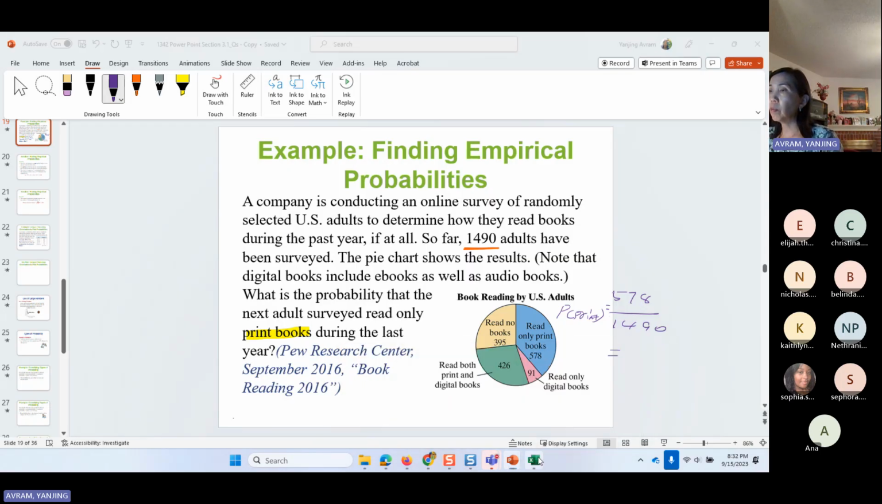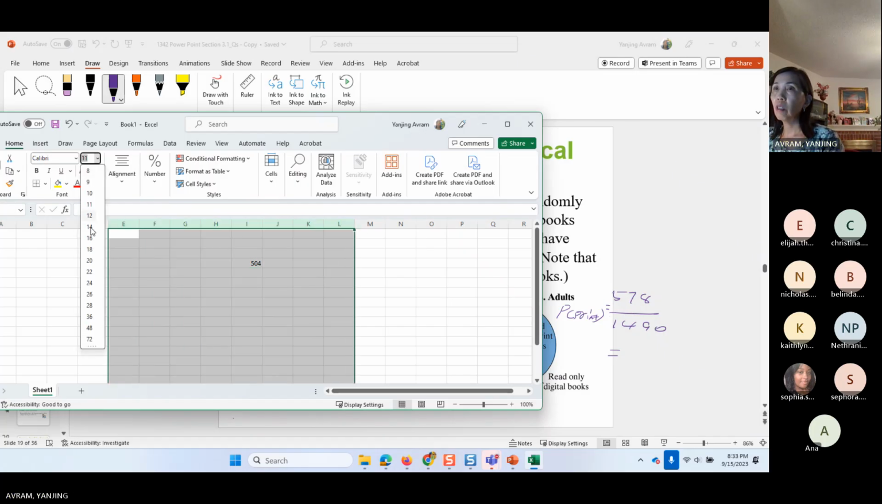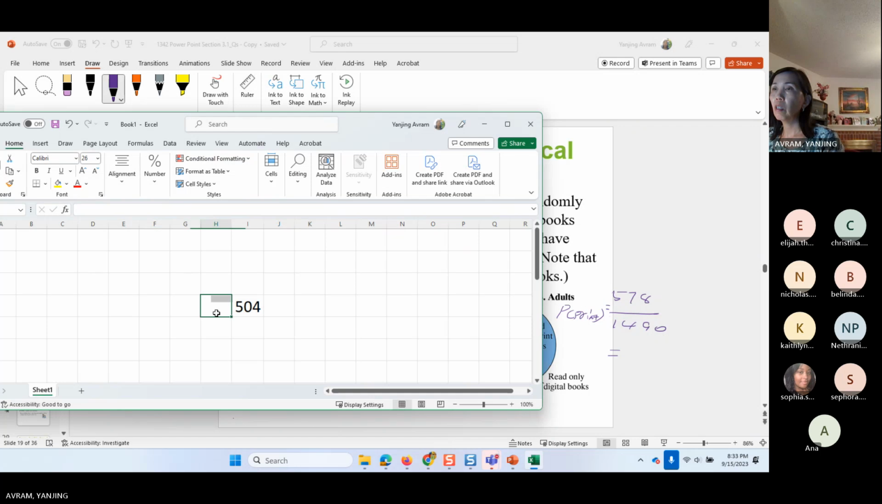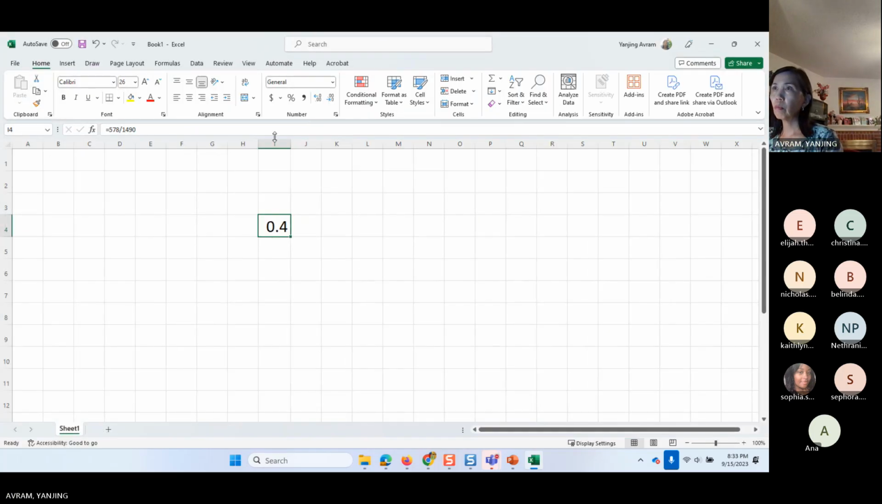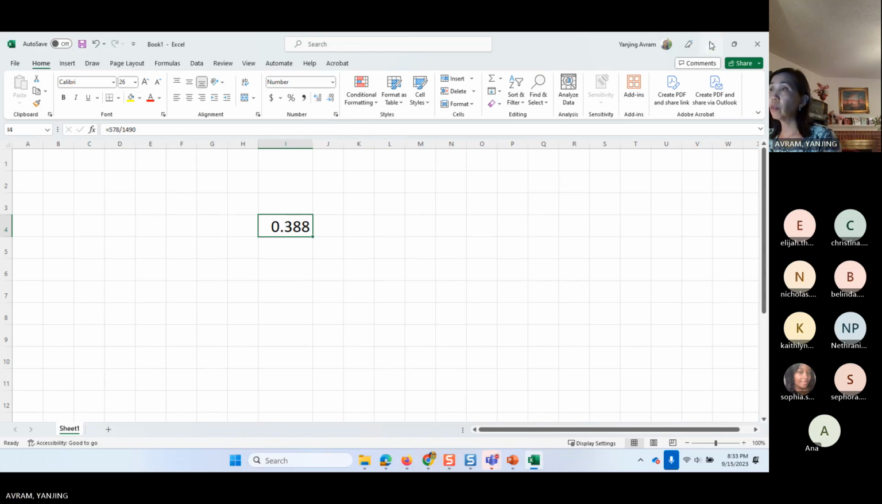So this way, you can put it in a calculator. Look at that, it can run that directly for you. If I need 3 decimal places, it will run that for you. If I need 4 decimal places, it will run that directly. So that's 0.0388.